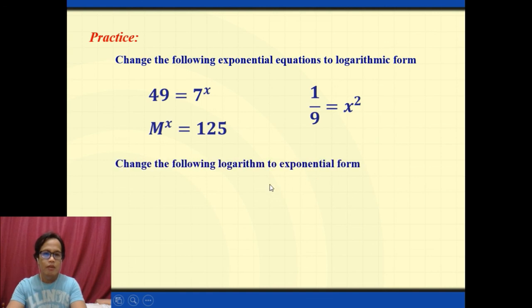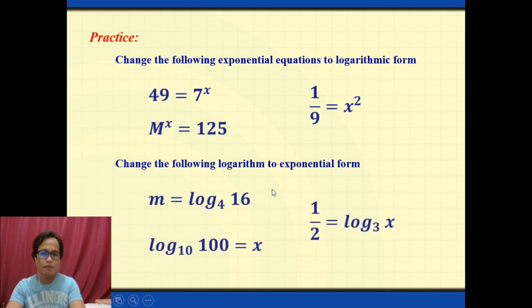Nya kini change the following logarithm to exponential form. So from logarithmic form, change to exponential form. M equals log of 16 base 4, log of 100 base 10 equals x, 1/2 equals log of x base 3. Kung mag-answer mo ani, pwede ra mo mobalik, i-post ninyo ang video kung tanaw ninyo kung giun sa pag-change from logarithmic to exponential and exponential to logarithmic. So, practice sila nga ninyo.